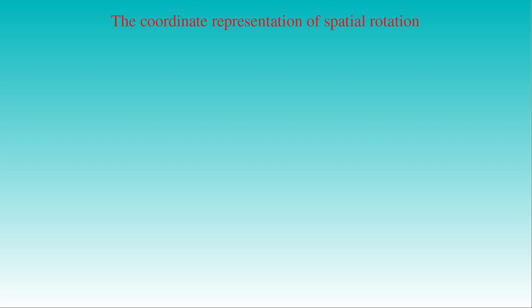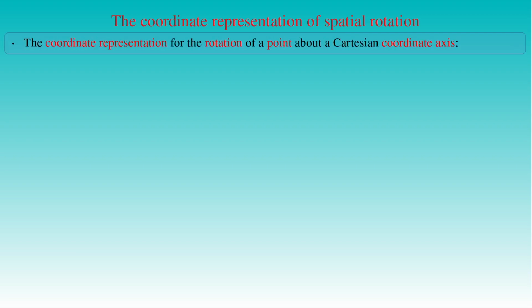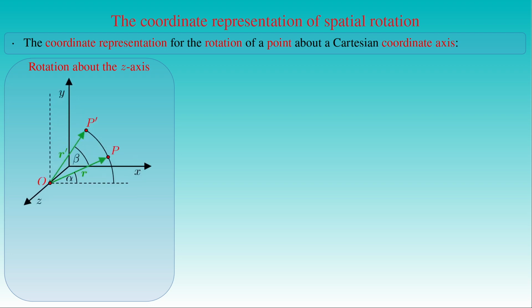We can generalize planar rotations about the origin of a Cartesian coordinate system to spatial rotations about one of the coordinate axes, and determine their coordinate representation by using the one derived for planar rotations. The straightforward generalization of the rotation of a point in the xy plane is the rotation of the point P about the z-axis in a plane parallel with the xy plane.